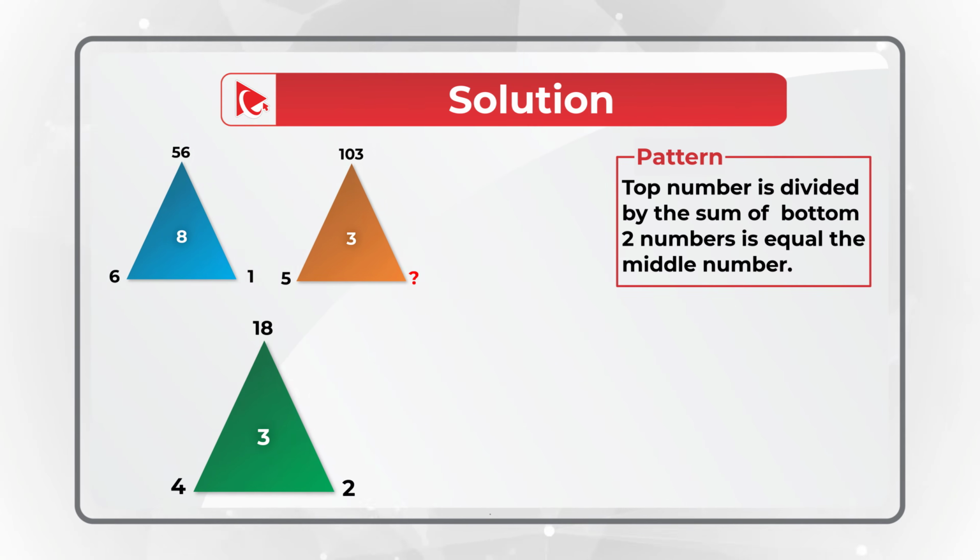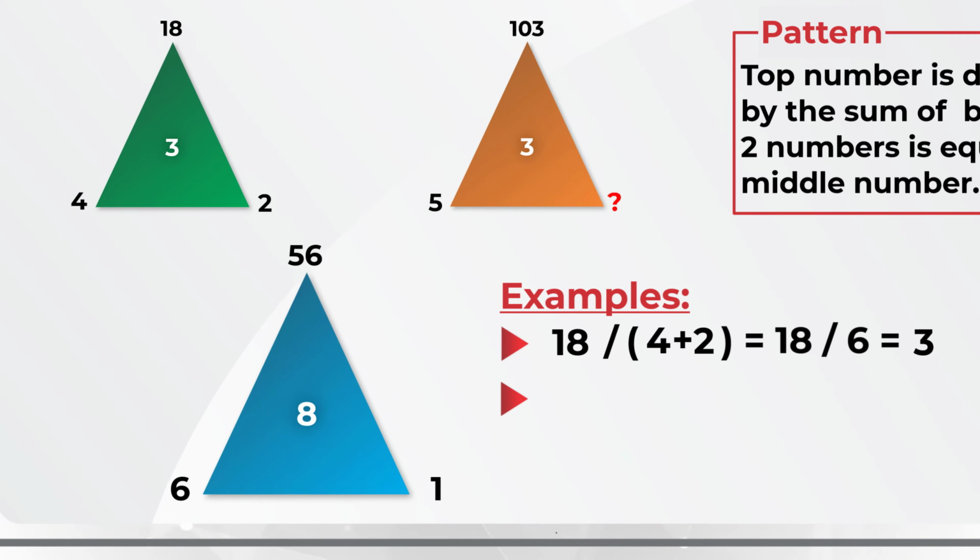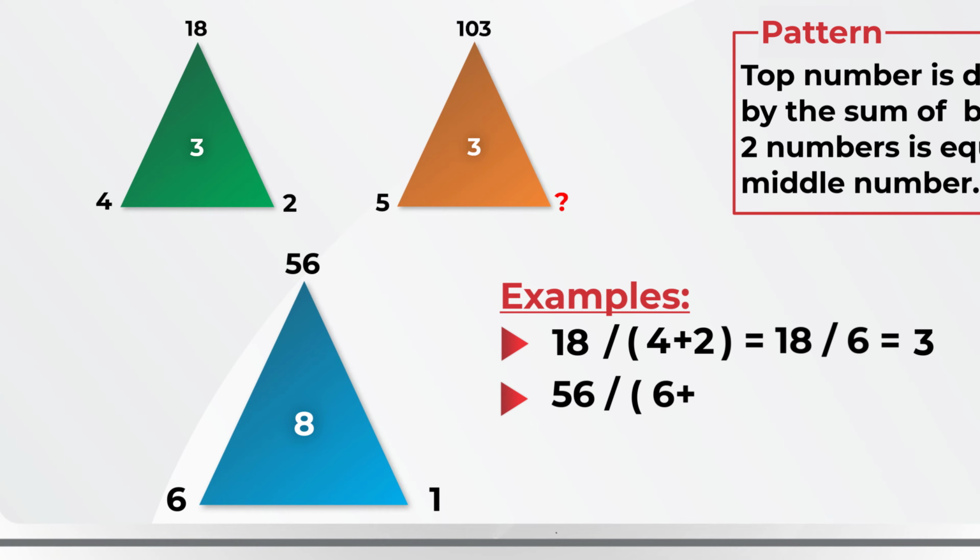So let's look at the first 2 examples. 18 divided by 4 plus 2 equals 18 divided by 6 equals 3. In the second triangle, 56 divided by 6 plus 1 equals 56 divided by 7 and equals 8.